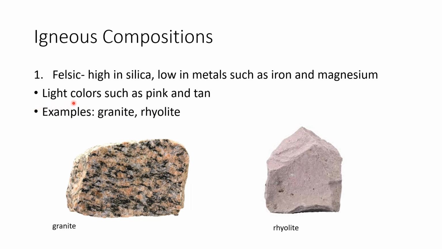If it's made of minerals that are mainly light colors like pink or tan, it's going to be a felsic composition igneous rock most of the time. The examples we have here are granite and rhyolite. These are made of very similar minerals. It's just that granite has a phaneritic texture and was able to cool slowly, versus rhyolite has an aphanitic texture and cooled much more rapidly.